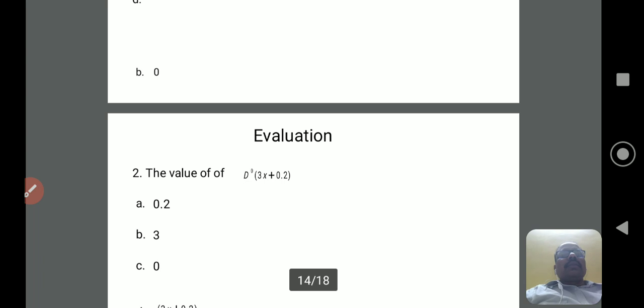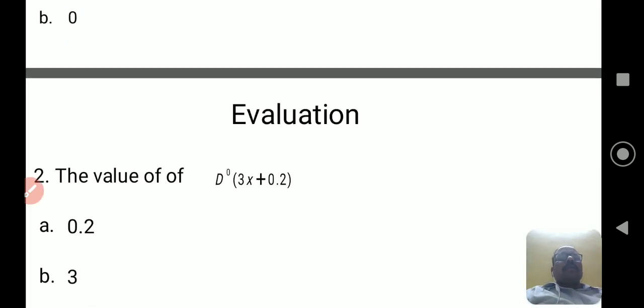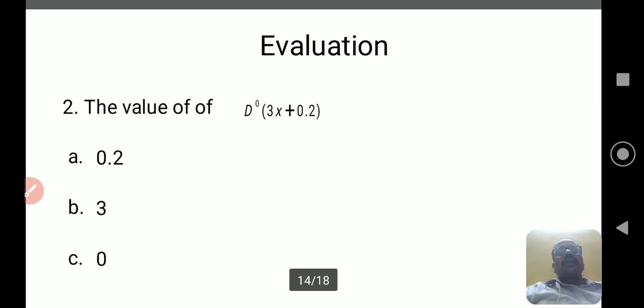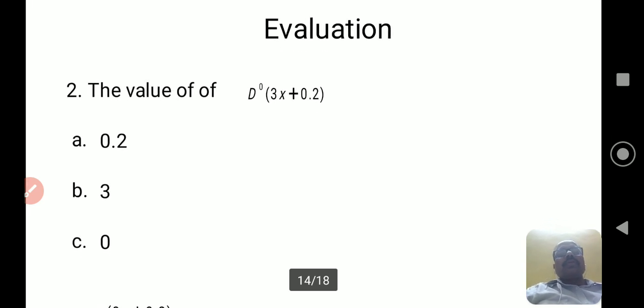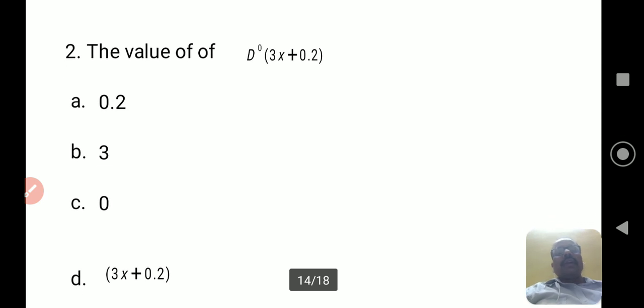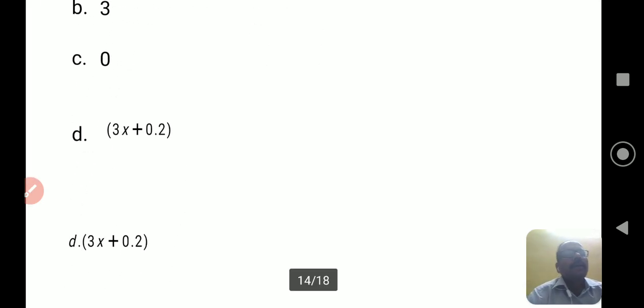Similarly, what is the value of the nth derivative of 3x plus 0.2, meaning the 0th derivative of 3x plus 0.2? Think twice, what is the solution? The options are a equal to 0.2, b is 3, c is 0, and d is equal to 3x plus 0.2. Finally, the 0th derivative means we get the same function as it is. The solution is d.